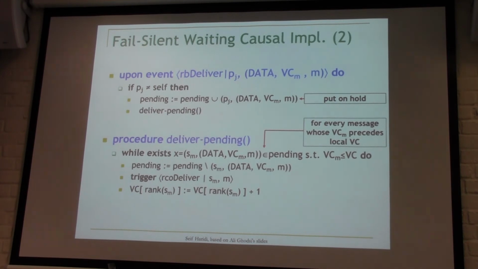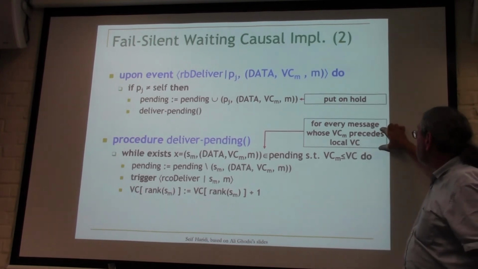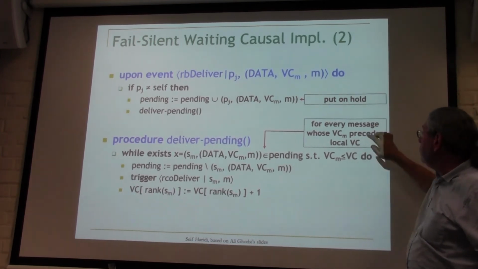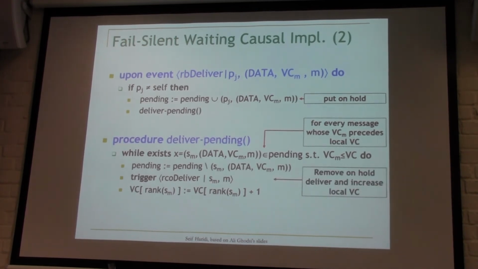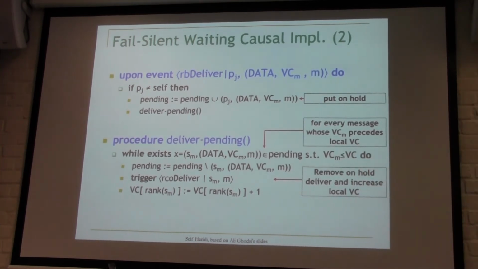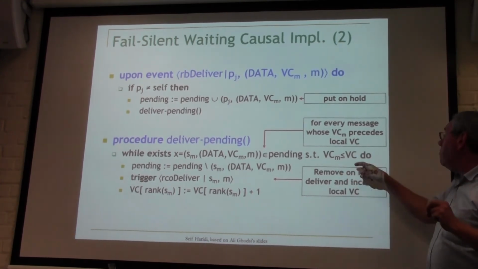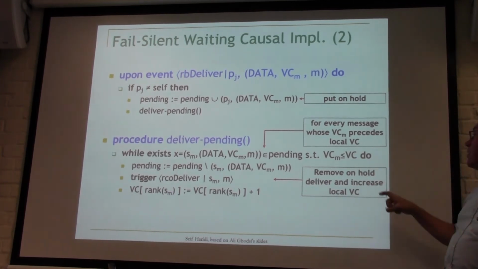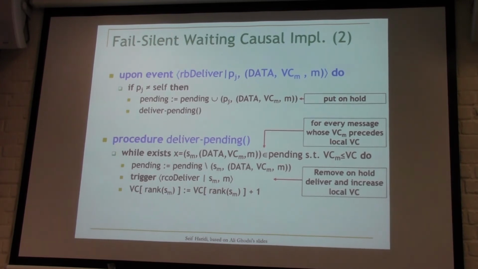For every message whose VCM precedes the local VC, that means there's no gap. The local VC has caught up. I remove it, I deliver it, and I increase the local VC. So that's it. It's basically taking advantage of what the vector clock is telling me. The vector clock is a summary of how many causally preceding messages there are. So this is doing exactly the same as the previous algorithm, but just with the summary, not with the whole list.